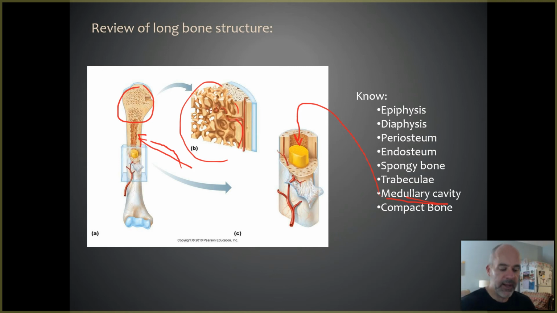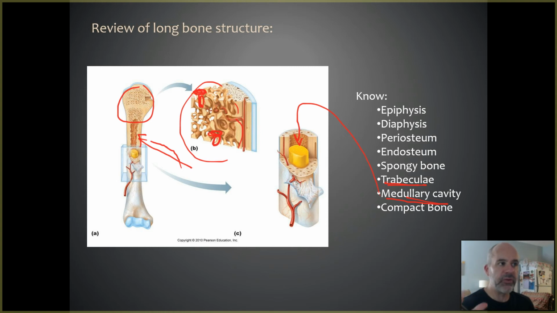Trabeculae, we just talked about that. Remember, trabeculae is plural, trabecula is singular. So over here, each of these kind of T-shaped structures is a trabecula. Trabeculae with an E, that's a Latin pluralization of the word.